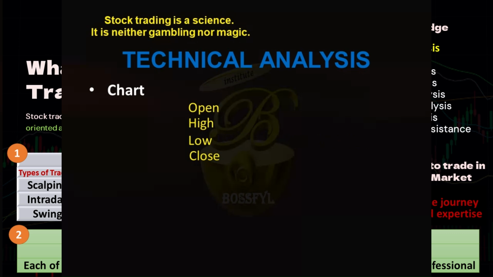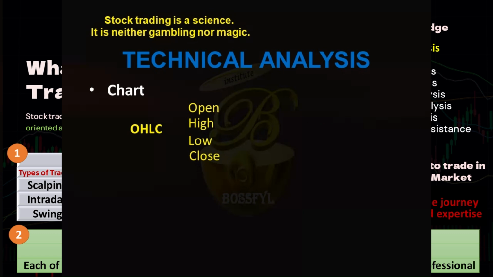So you are getting four price points in a particular day. One is the open price, second is the close price, third is the high price, and the fourth is the low price, right? So this is called the OHLC, open, high, low, close price technique.